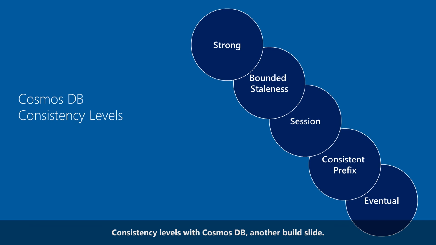Consistency levels with Cosmos DB, another build slide. You need to know this. If you're familiar with consistency levels in SQL, it's the same principle, right? You're balancing concurrency with consistency. So strong in Cosmos DB is about consistency of the data, and that consistency is reduced as you make your way through what's called eventual. And eventual is where the focus is on most concurrent access.